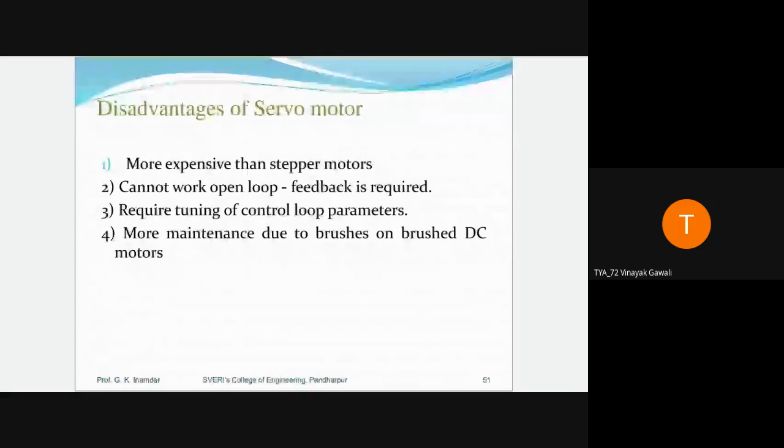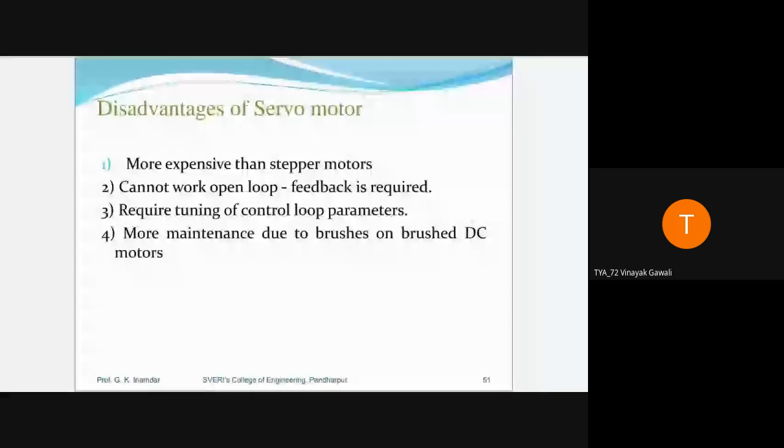Now these are some advantages. Disadvantages of the servo motors: more expensive than stepper motors. Feedback is required; definitely, without feedback it will not work, it cannot work open loop. Feedback is required in this motor. Control loop parameters are required. In that machine a controller is also required, for example to change any input. Control is also required in the servo motor.